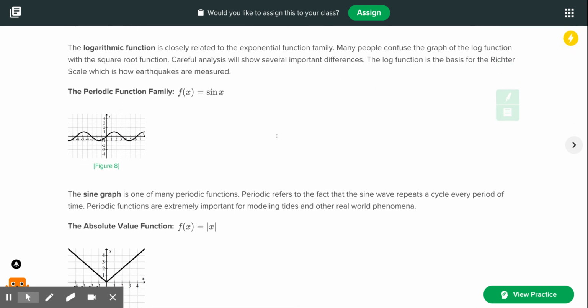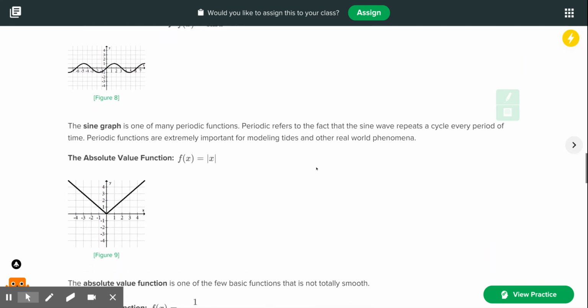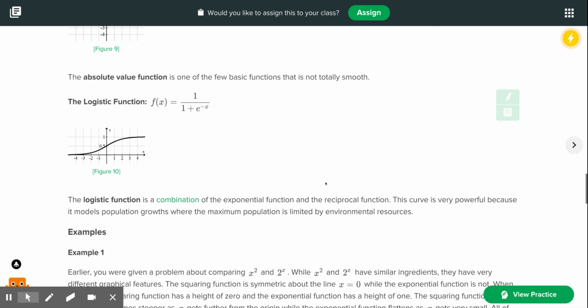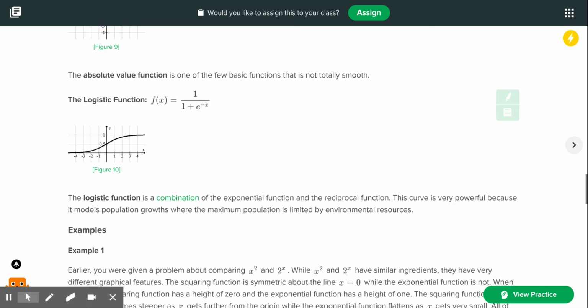We will also, down the road, be talking a little bit more about some trig functions. And this is an example of a parent function of a sine wave. Y equals sine x gives us this kind of sine wave curve here. We'll talk more about that down the road. And then we have an absolute value function. The parent function is y equals absolute value of x, and it gives us this nice little V shape. Logistic function here, we'll talk a little bit about that down the road as well.